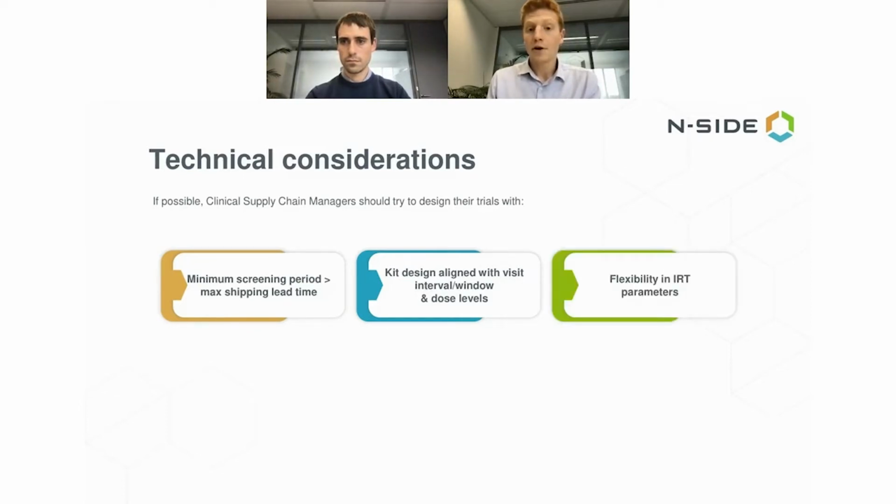A third pillar is for the IRT. As Antoine mentioned earlier, all the clinical trials are different. We all know that. But as the clinical trials are different, so are the IRTs. They all have different capabilities and resupply algorithms. You need to make sure that the IRT you choose is the right one for your trial, and that you can customize the parameters to match your trial.